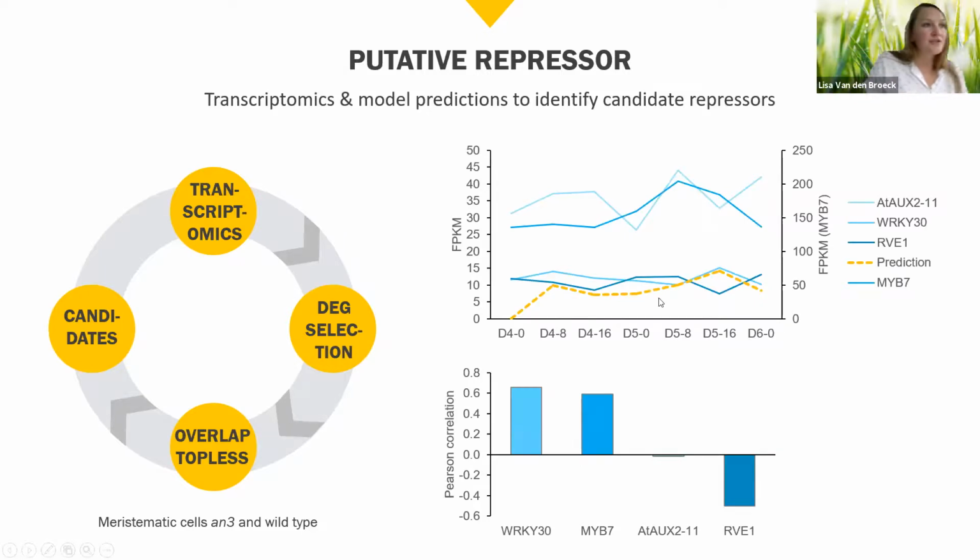So this left us with 4 transcription factors. You can see WRKY30, MIP7, AUXIN2, and REF1. And of these 4 repressors, these were all differentially expressed in the AN3 mutants and were also interactors of TOPLESS. So of these 4, 2 of them, WRKY30 and MIP7, showed the highest correlation with the expression pattern that our model predicts factor X should have. So in this case, WRKY30 and MIP7 form very good candidates to be this factor X. We haven't checked whether they have a phenotype, but these 2 form really good candidates.